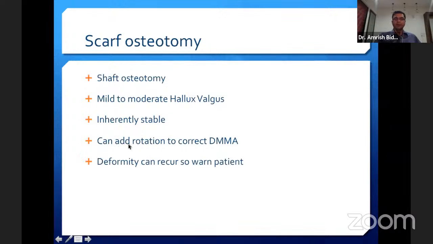And if you're doing it in a mild to moderate hallux valgus, even though you correct it, there is a possibility that the deformity can recur. So you just need to mention this to the patient.